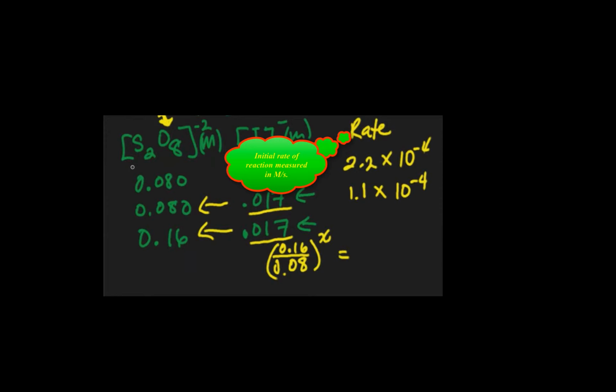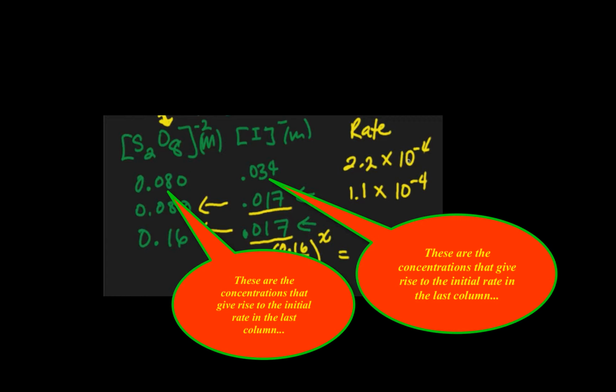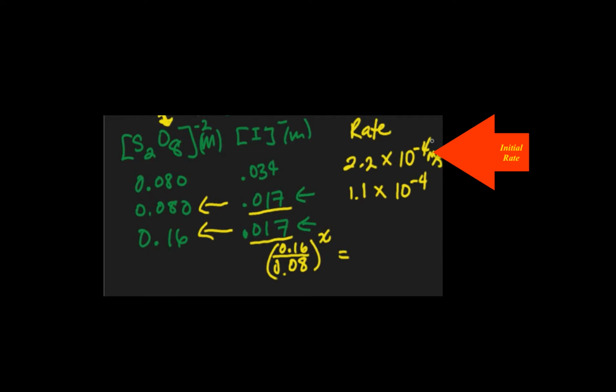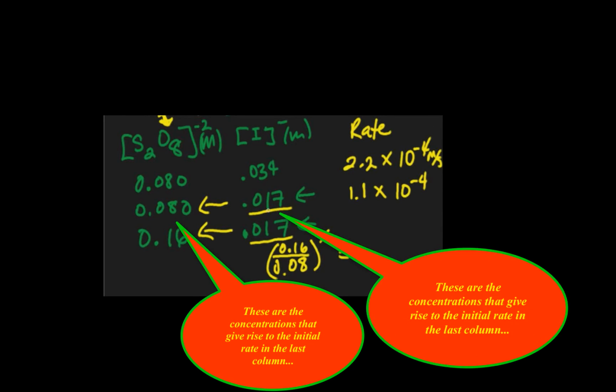Whenever I have a reaction, you see the reaction at the top of the page, and I use the concentrations of 0.08 molar for the S2O8 and 0.034 molar for the iodide, the initial reaction rate will be 2.2 times 10 to the negative 4th molar per second. Whenever the reactant concentrations are 0.08 and 0.017, the reaction rate will be 1.1 times 10 to the negative 4 molar per second.